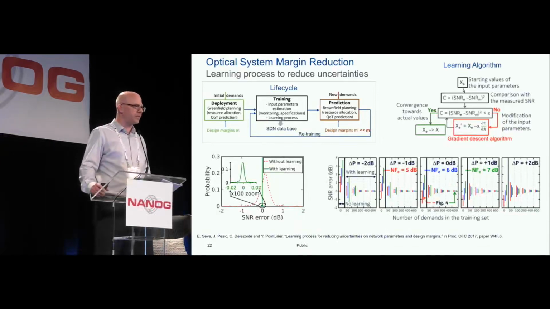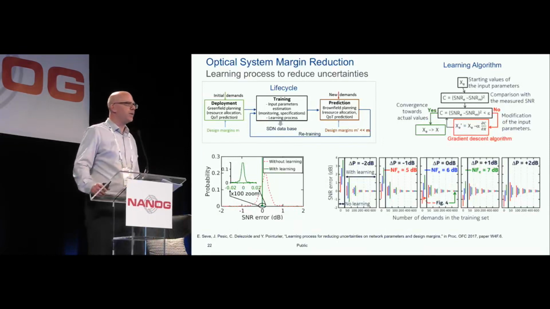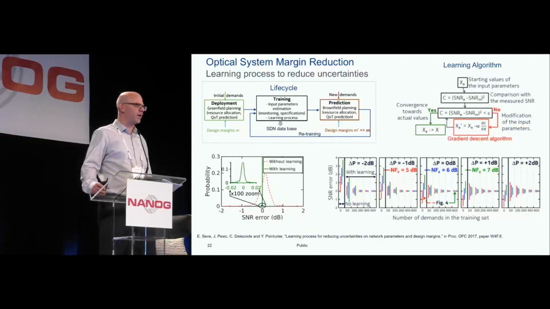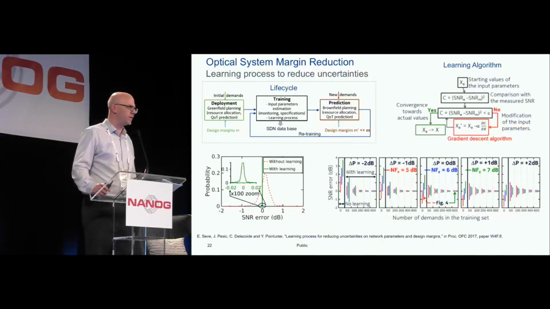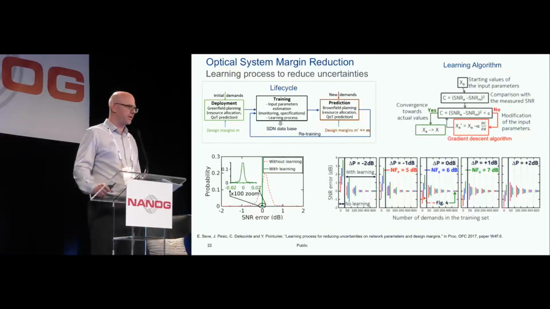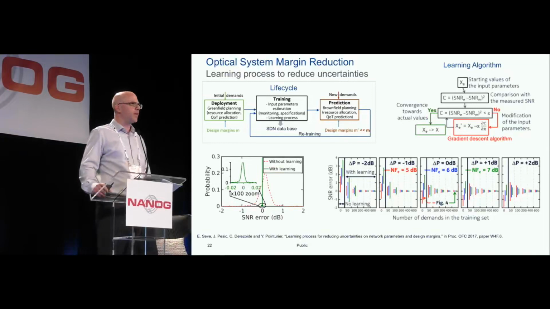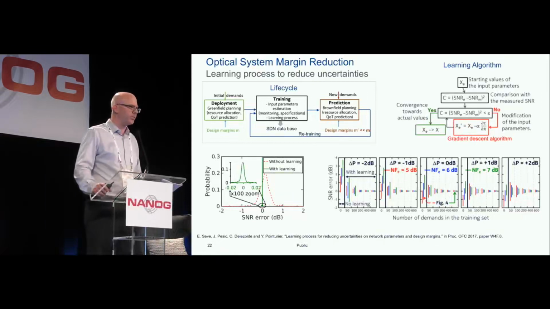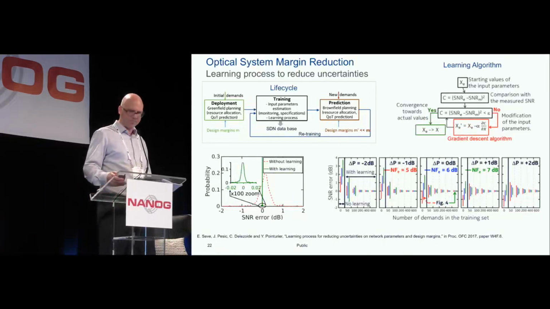In the lower right, you see different graphs that show different starting conditions, like say you have some systematic error in your power measurement or systematic error in your noise figure estimation. But as you add more demands and wavelengths into the system, then that uncertainty reduces, so the SNR error after 600 wavelengths being deployed with the training gets down to like 0.1 dB.